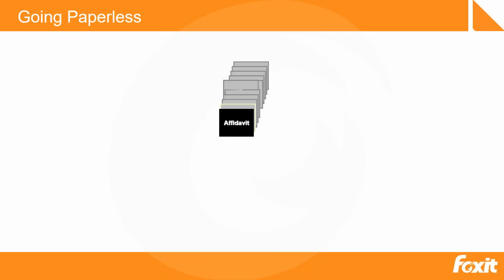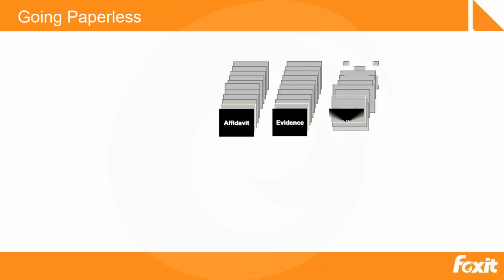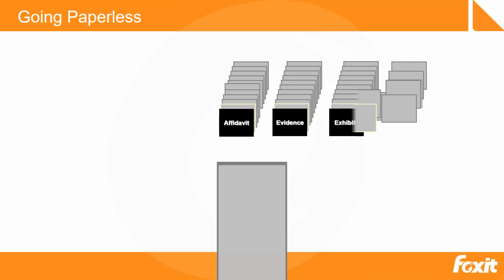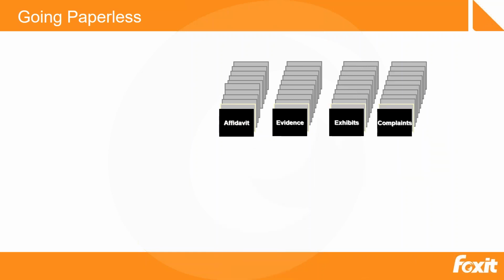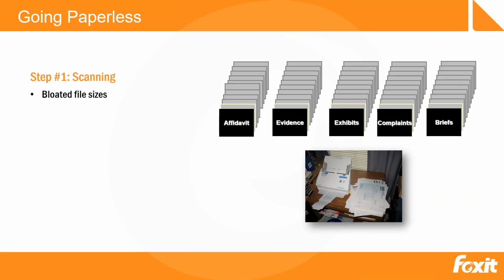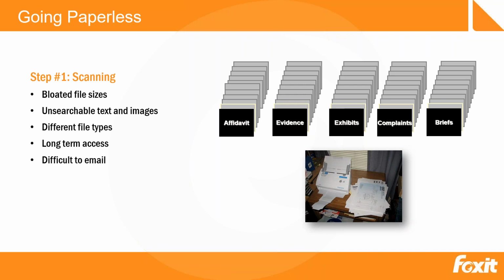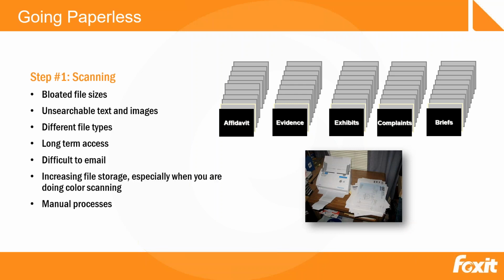So let's go into the first government solution, and I wanted to talk about the whole paperless solution. So we know that there's a lot of initiatives going on, but the problem is when you scan in paper, what happens? You get file sizes that are too large, text that's not searchable, text and images that aren't searchable. There are different file types, which becomes difficult to manage. And in general, it's basically just inefficient, right?